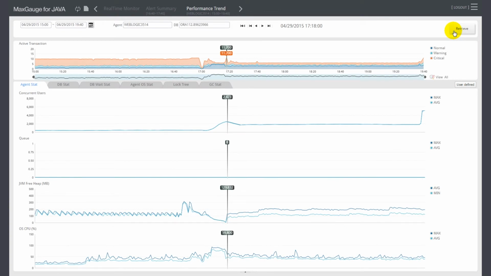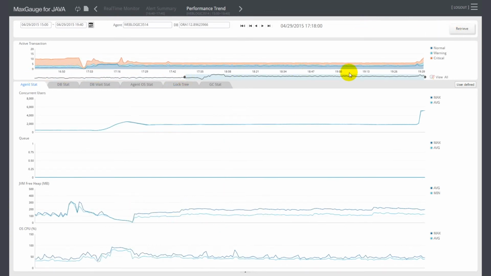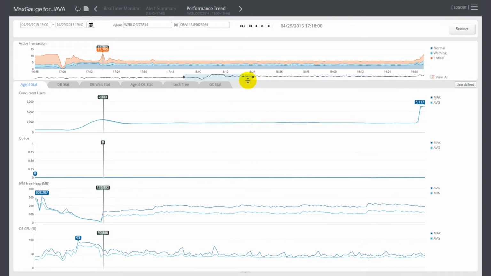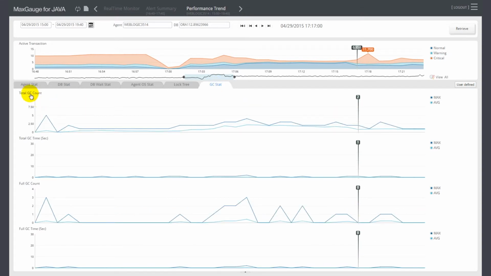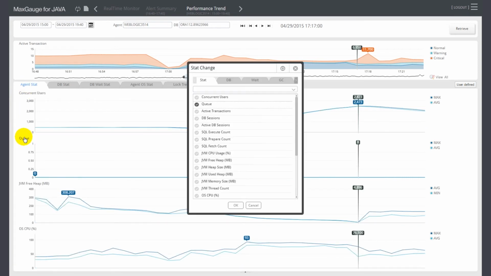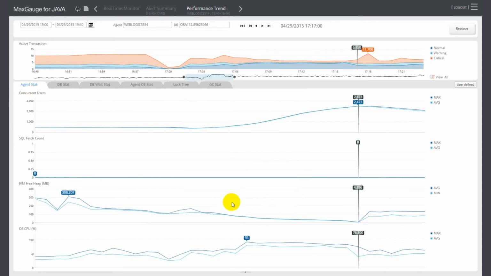When you're trying to analyze an out-of-memory error, you need to check the heap memory usage pattern with the JVM indicator of the time at which the out-of-memory occurred from the performance trend. Double-click the point where the JVM free heap values are low and check various indicators, such as GC count, GC time, SQL fetch count, etc.